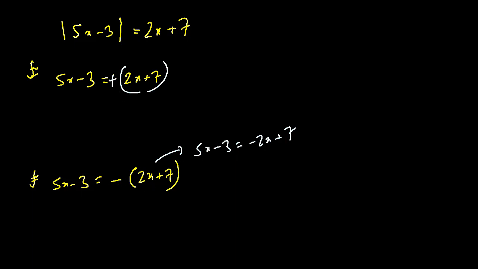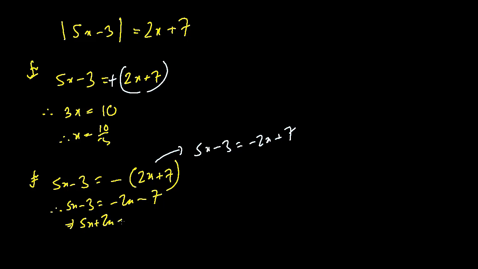So please remember that. Now when we solve this, it's just a linear equation. 5x minus twice x is thrice x, 7 plus 3 is 10, therefore x equals 10 by 3. And here we have 5x equals minus twice x minus 7 plus 3, so 5x plus twice x equals minus 4, therefore x equals minus 4 by 7. Then we have to check again by plugging in the values in the original absolute value equation to see which one is true.